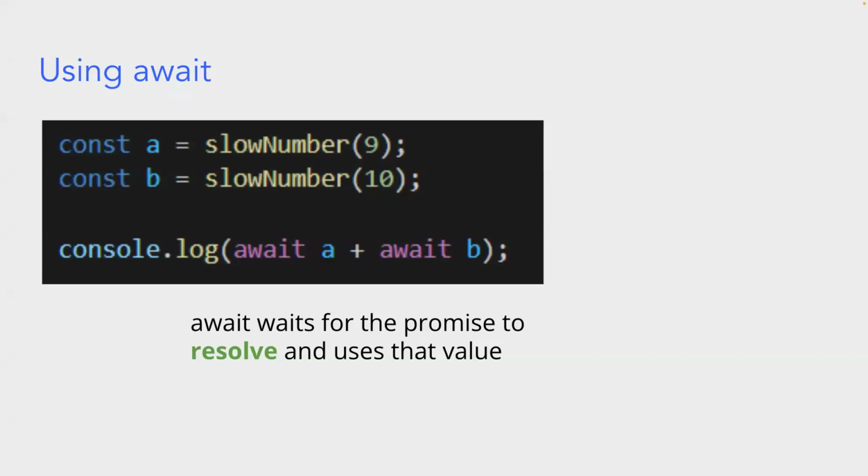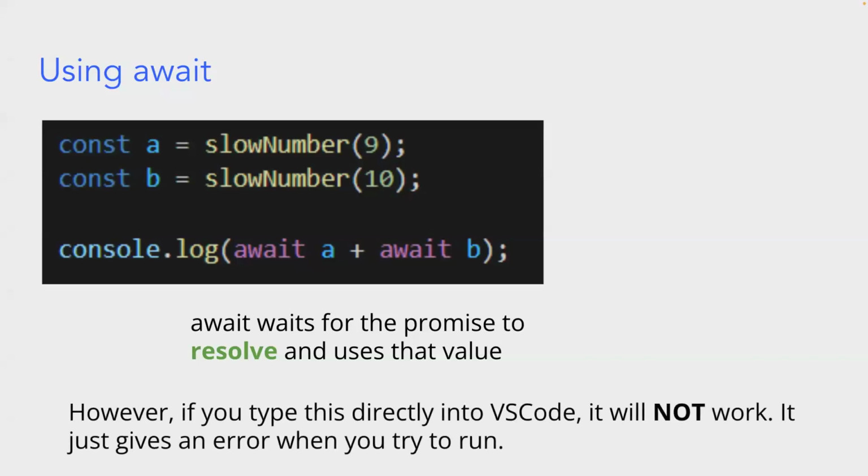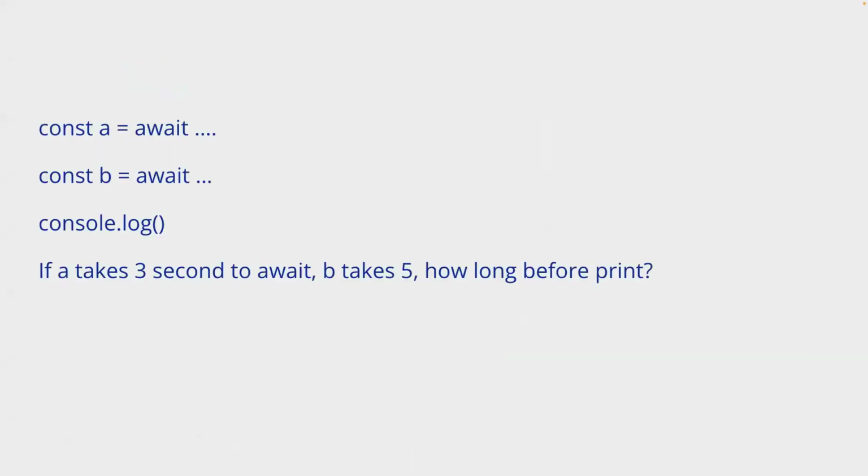One thing to note is that if a promise is not fulfilled, if it rejects, then await is going to throw an exception. So you have to be aware of that when you're dealing with promises that can fail. This code, though, won't actually work in VS Code. The reason why is because it's not in an async block. So you can only use await when you have the async keyword in front of your function definition.